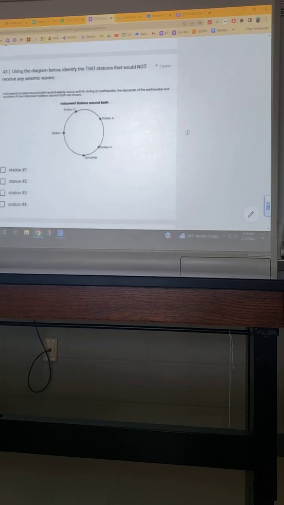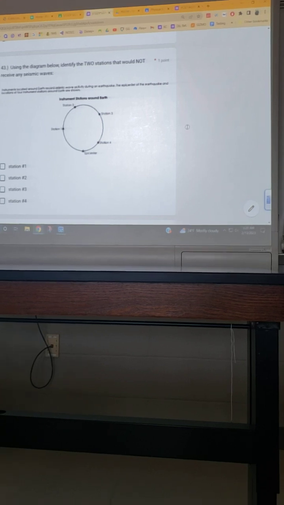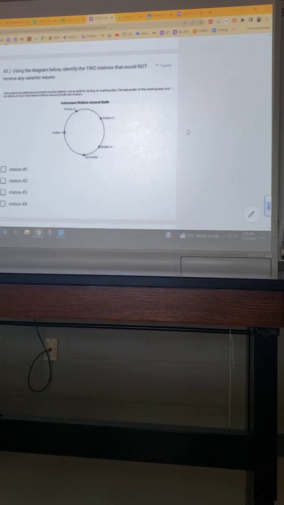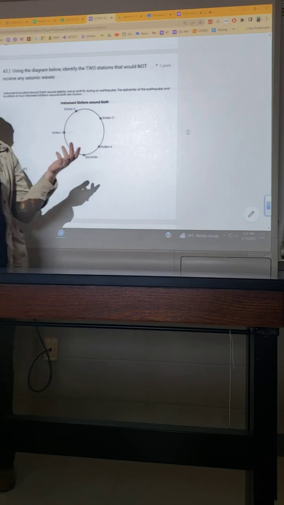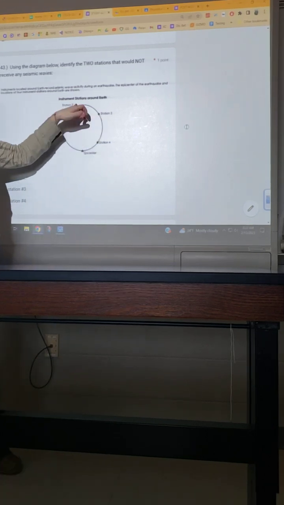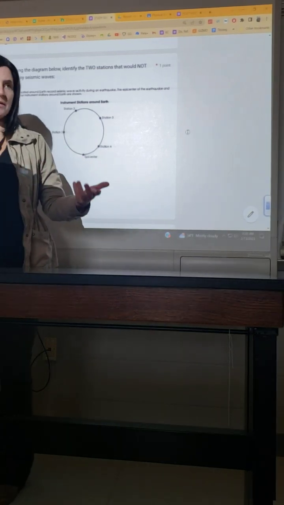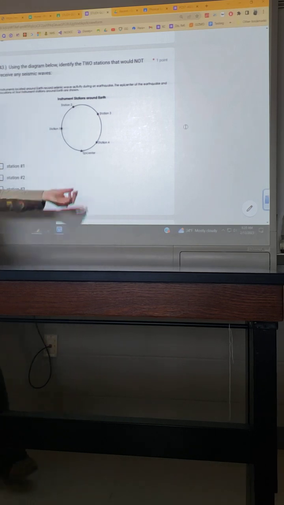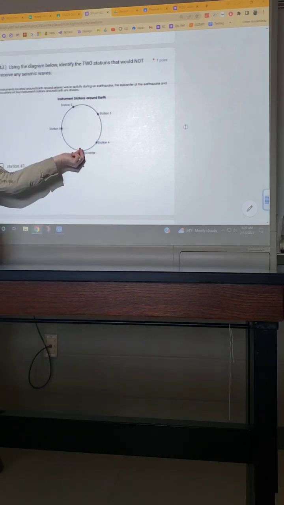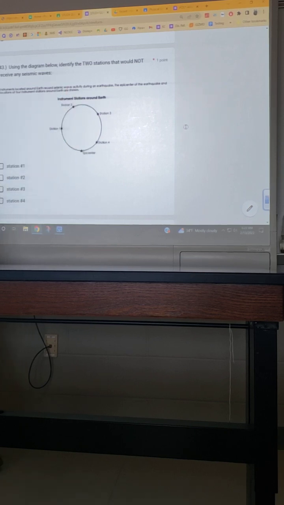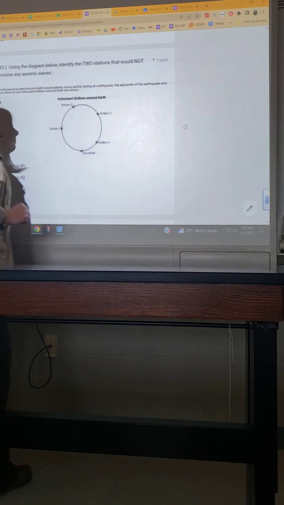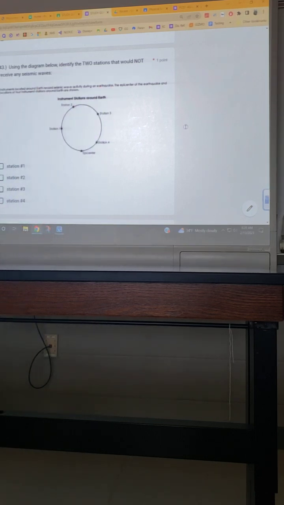All right, this one. It says instruments located around the earth record seismic wave activity during an earthquake, and the epicenter of the earthquake and locations of 4 instrument stations around the earth are shown. So these are seismograph stations, and it's showing the epicenter. You have to recognize that the epicenter is the origination or beginning location of the earthquake. So if the earthquake starts here in the lithosphere, it's going to send the waves out. That's what I'm picturing in my mind, radiating out from that location, all right?